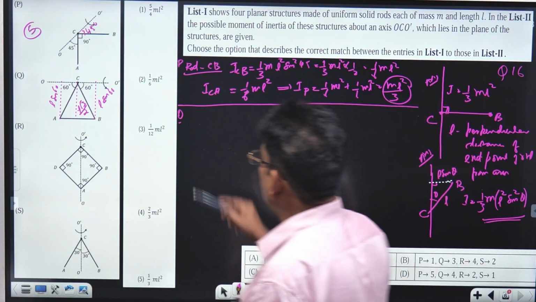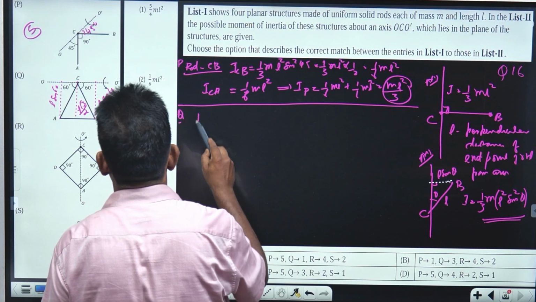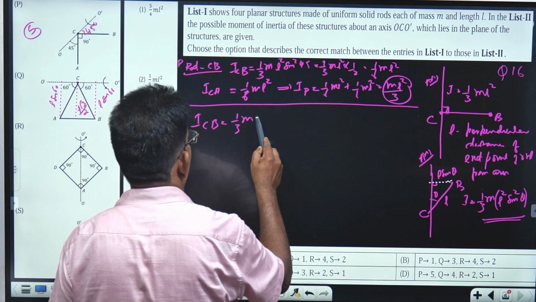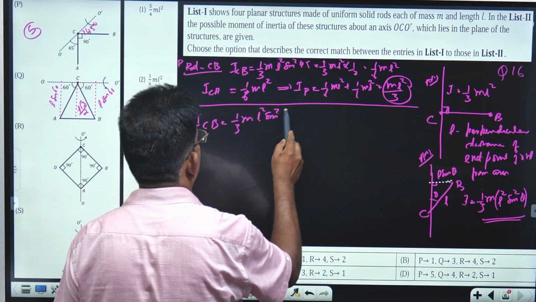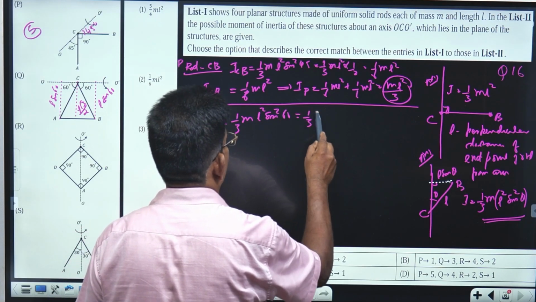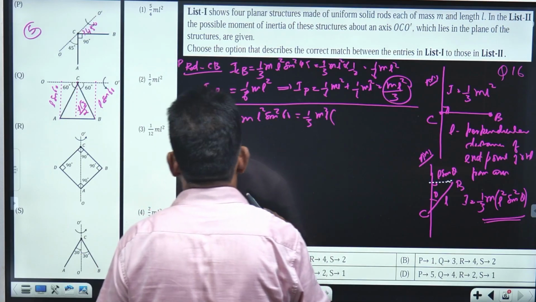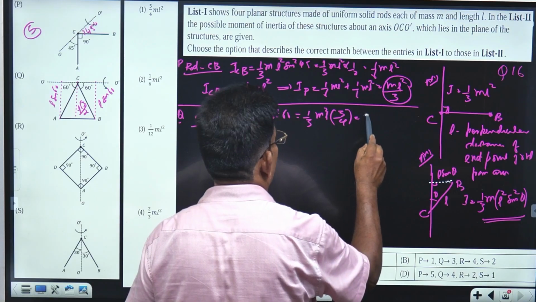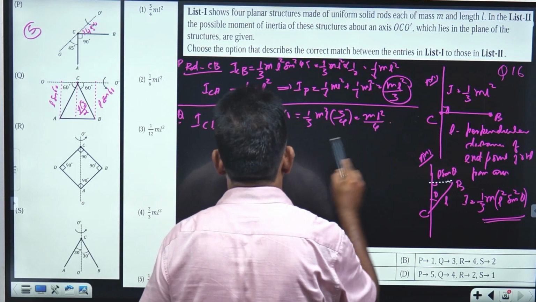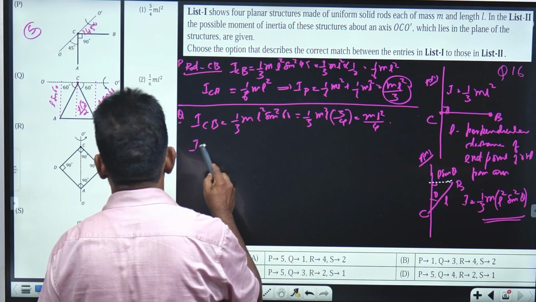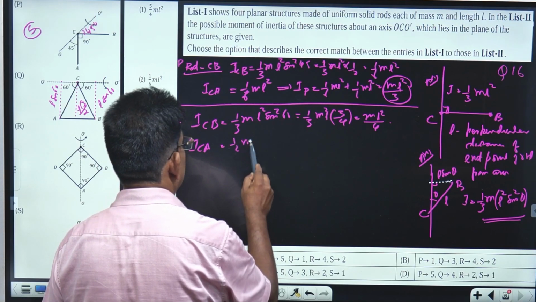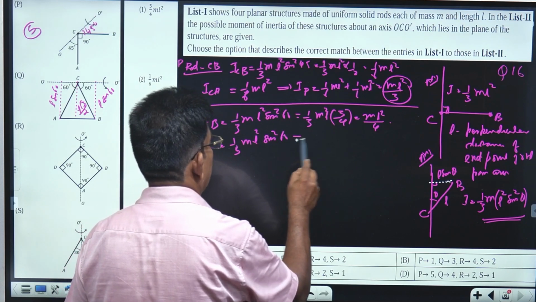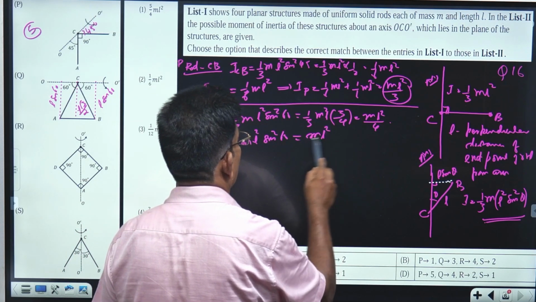Okay. Now for the Q, I calculate the moment of inertia of the rod CB. CB is 1 by 3 m L square sine square 60. That will be how much? 3 by 4. 3 gets cancelled. We are getting ml square by 4. Now, without any hesitation, I can say ICA is also the same distance, 1 by 3 m L square sine square 60. Without any further explanation, I can write ml square by 4.